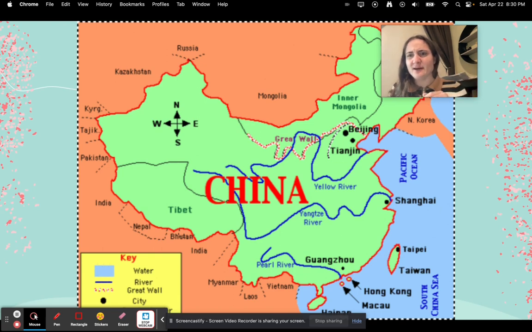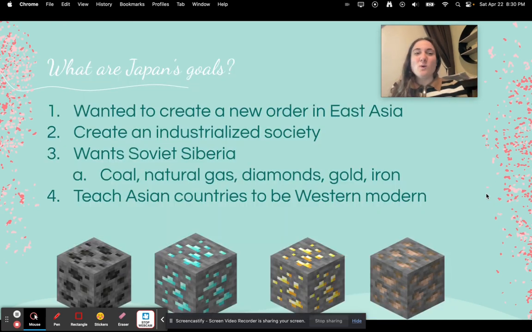So nice that I put in these maps. All right. So, what is Japan's goal for all of this? So, they have four main goals. First one, they wanted to create a new order in East China. Okay, pretty much they wanted to be the top dogs.